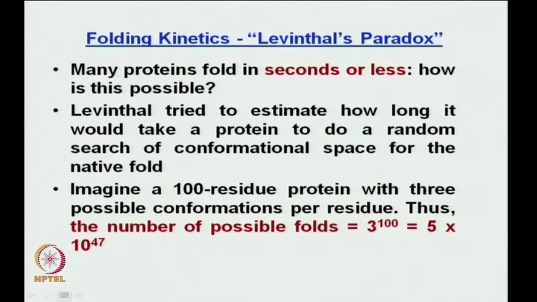So 5 times 10 to the power 47 is, based on this estimate, the number of conformations you have. Remember, this is your conformational subspace, the number of conformations that the protein will have to go through. But this is a minimum estimate, right, because I am just taking 3 conformations per amino acid. Okay. Now, where does the time come in?